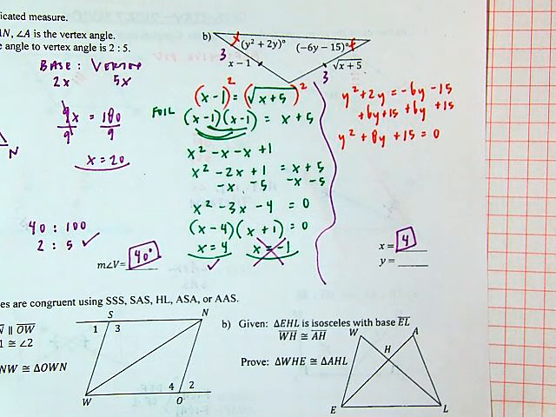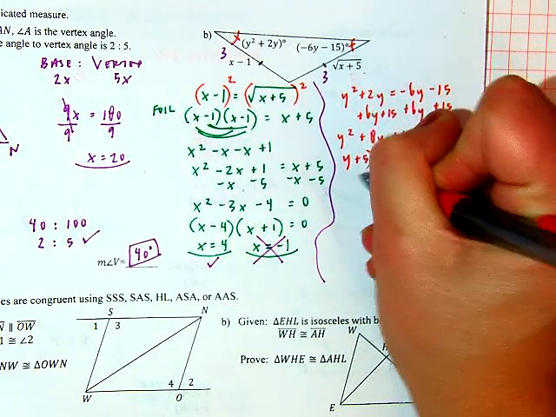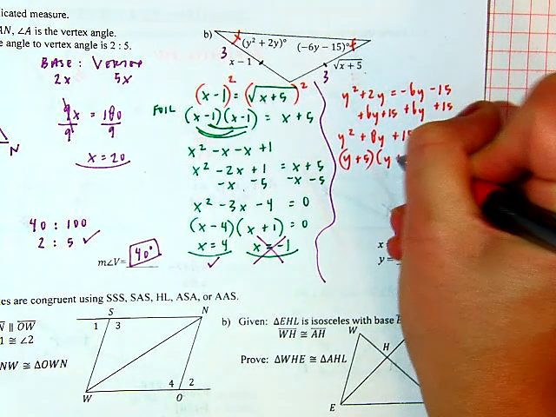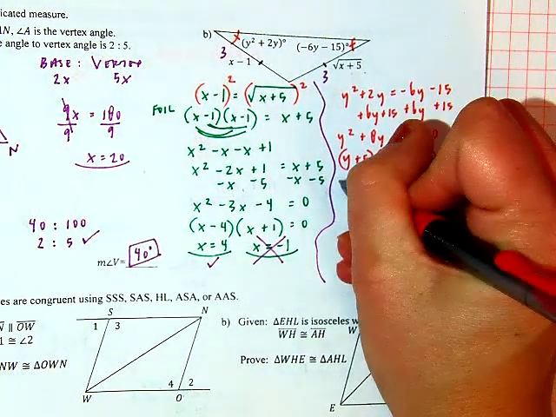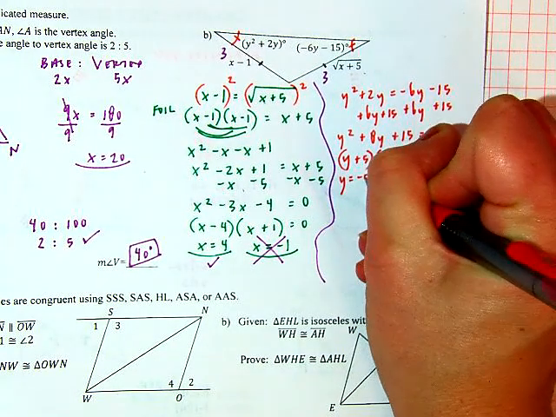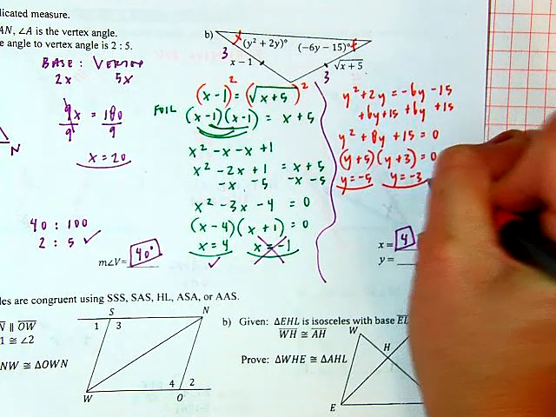So I have my quadratic equation, I have everything set equal to 0, and now I'm going to solve by factoring. What multiplies to 15 that adds to 8? So it has to be 5 and 3. So y plus 5 times y plus 3 all equal to 0. When I solve, I get y equals -5, y equals -3.